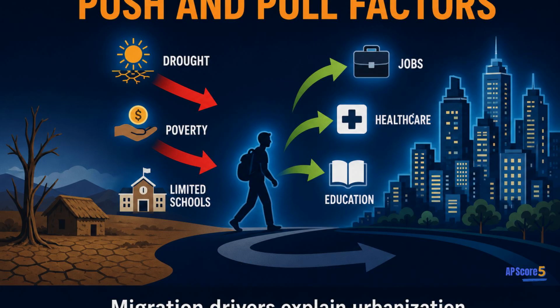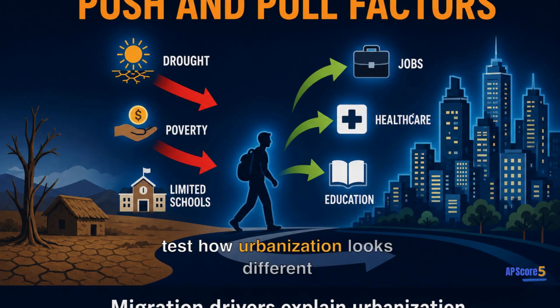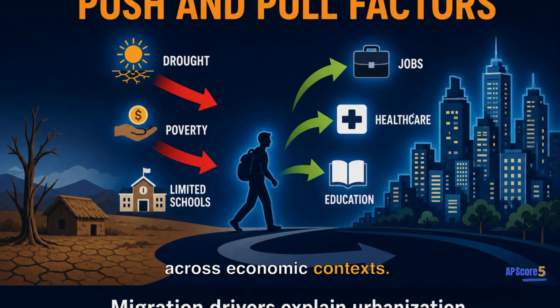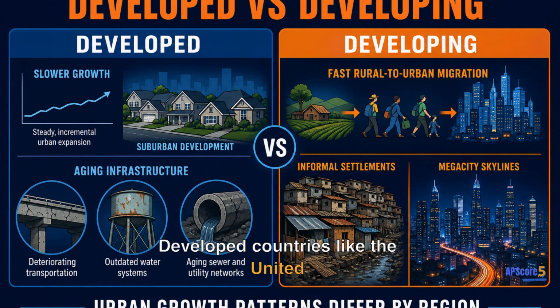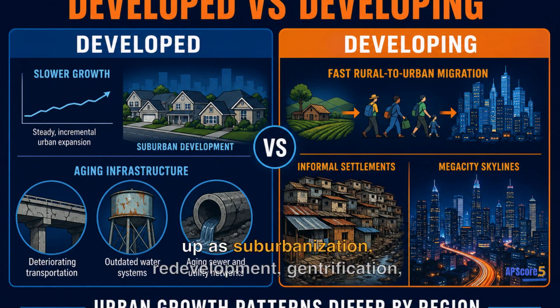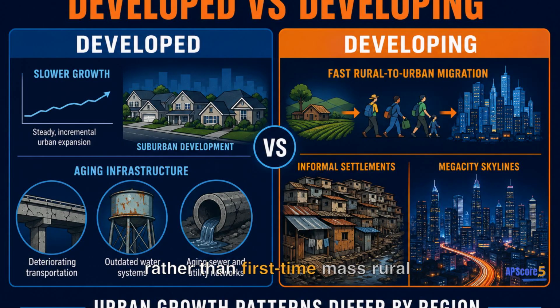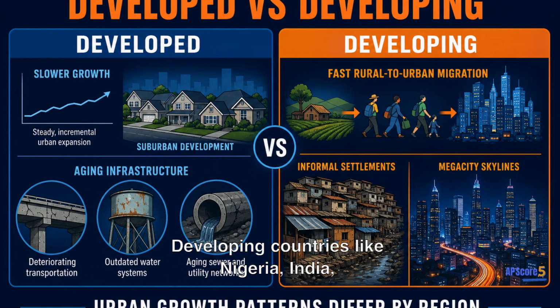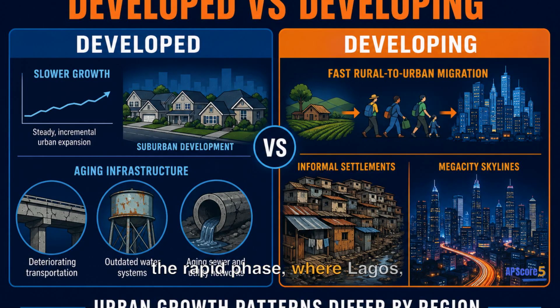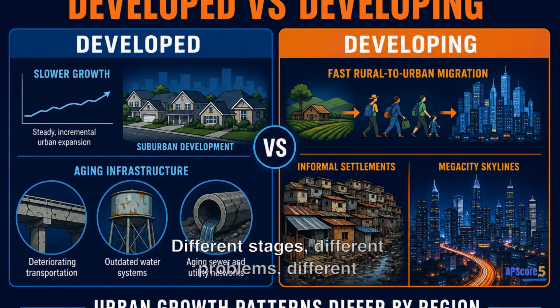The College Board loves to test how urbanization looks different across economic contexts. Developed countries like the United States and Japan are already highly urbanized, so growth shows up as suburbanization, redevelopment, gentrification, and sprawl, rather than first-time mass rural migration. Developing countries like Nigeria, India, and Brazil are still in the rapid phase, where Lagos, Mumbai, and Sao Paulo grow faster than housing or sewer systems can keep up. Different stages, different problems, different FRQ answers.